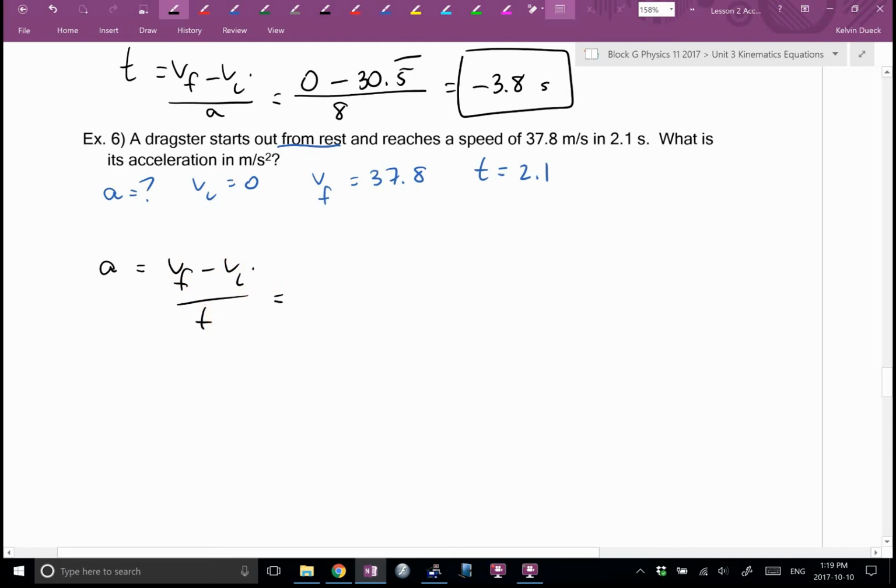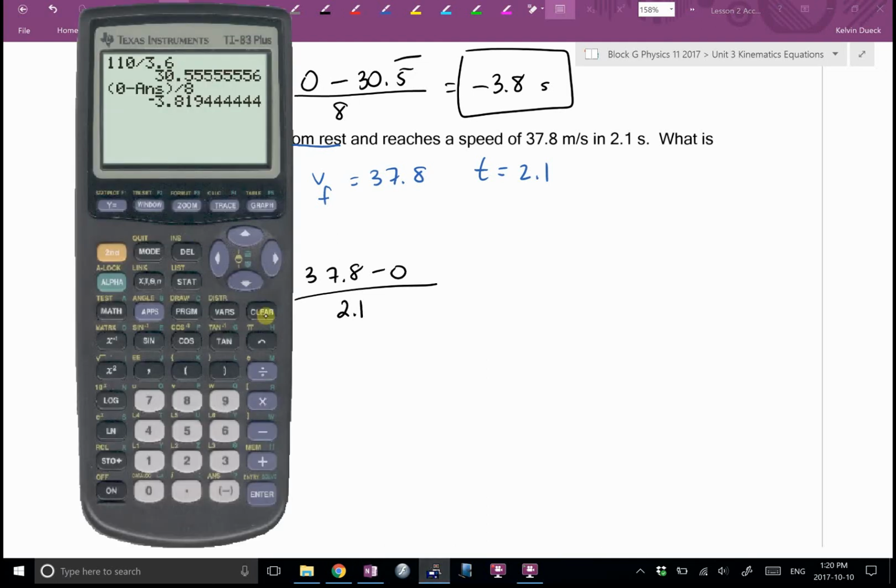Let's plug in numbers. VF 37.8 minus VI 0 all over 2.1. Brady, is that a fraction? Say yes. Is there more than one thing on the top? I'll have to put brackets around the top. This is where you can practice with me on your calculators. Is there more than one thing on the bottom? I don't need brackets around the bottom. Get your calculator out. It's going to look like this.